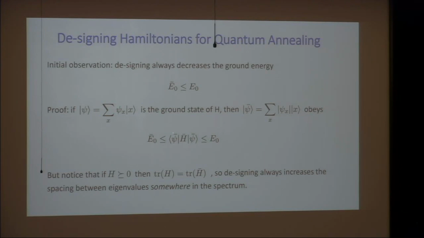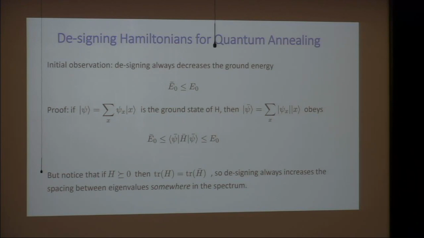And so if you take this and combine it with the assumption that our Hamiltonian is positive semi-definite, then the de-signing operation leaves the trace unchanged, because if the Hamiltonian is positive semi-definite, then all of the diagonal entries have to be non-negative. So the trace is unchanged, but the trace is also the sum of the eigenvalues.